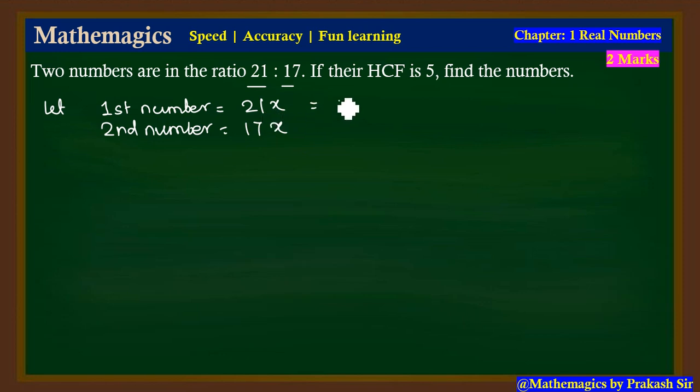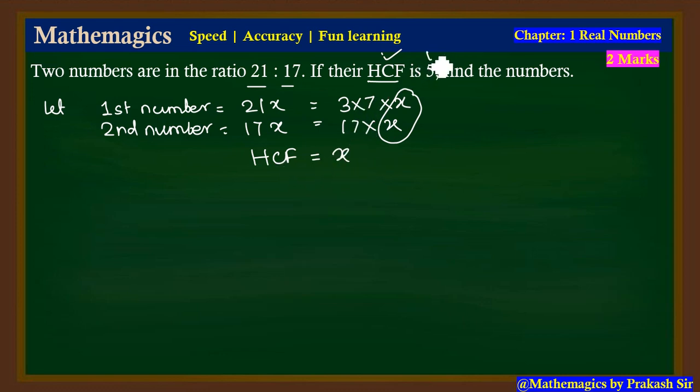21x can be written as 3 into 7 into x. 17x can be written as 17 into x. The question is discussing the HCF also. So according to this factorization, what will be the HCF? The HCF is equal to the common factor, that is x, because we know that HCF is the common factor present in both with the lower power. So according to this, the HCF is equal to x.